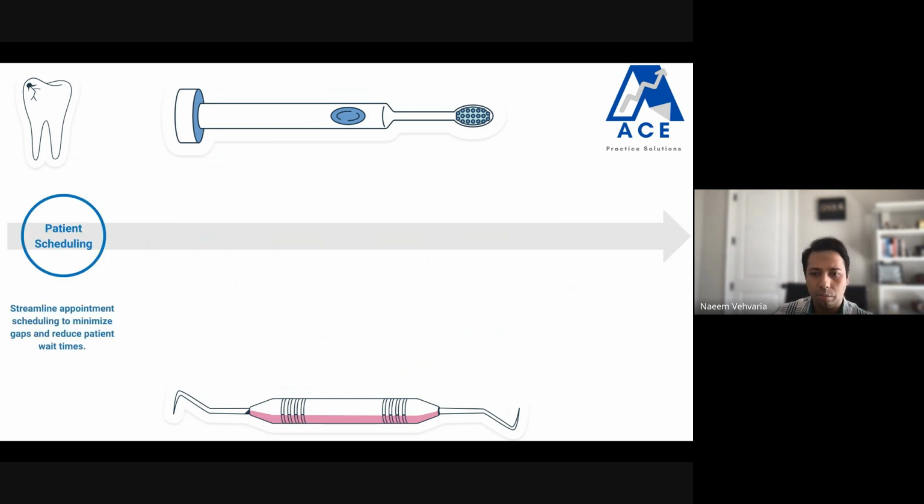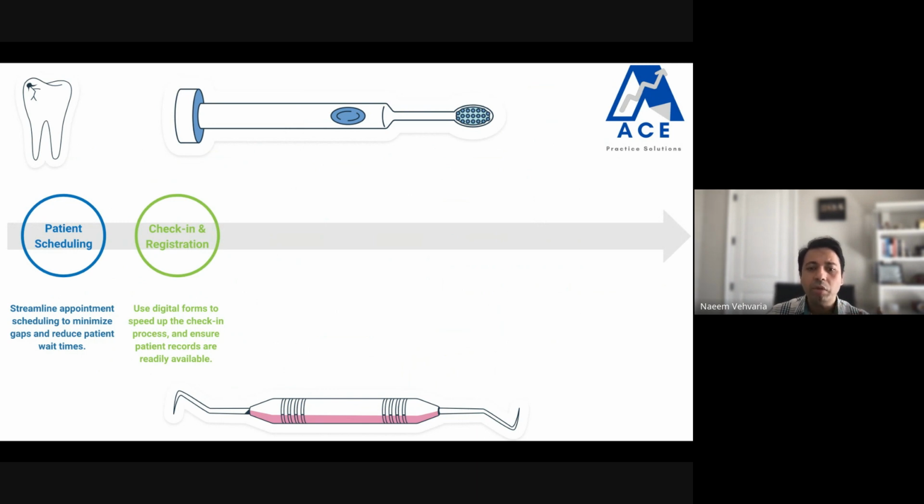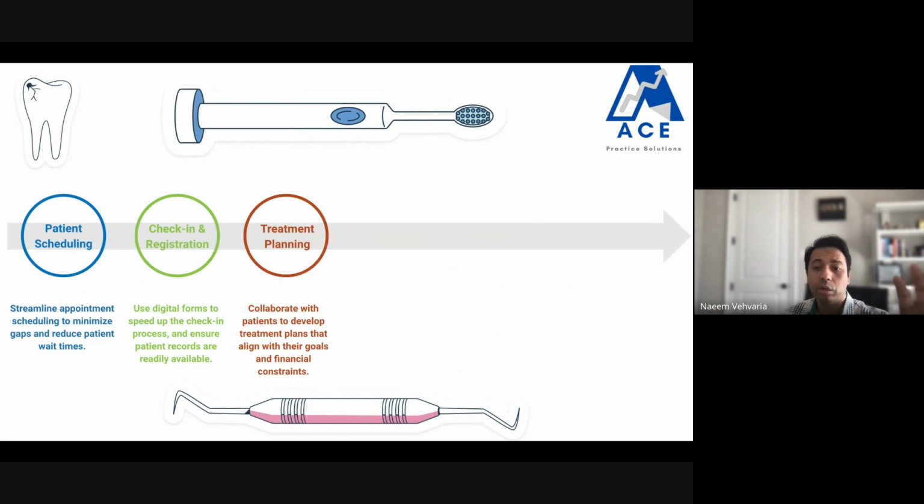Our first step is patient scheduling. It's all about ensuring a seamless appointment booking process that minimizes gaps and reduces patient wait times. The next is check-in and registration, where we explore the use of digital forms to expedite the check-in process and ensure patient records are readily available. Our third element is treatment planning. Emphasize the importance of collaboration with patients to develop treatment plans that align with your unique goals and financial constraints.